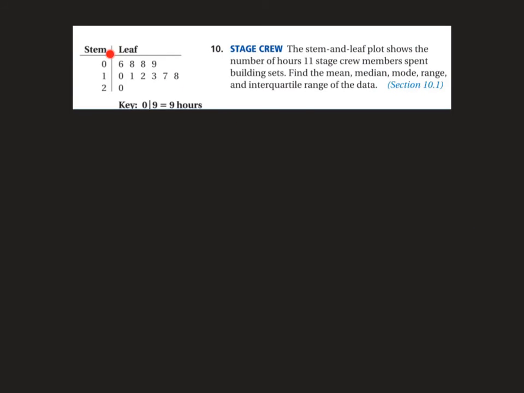Okay, so here we go. We have a stem and leaf plot here, and we are going to be looking at 11 crew members, so 1, 2, 3, 4, 5, 6, 7, 8, 9, 10, 11, and we need to find the mean, median, mode, and range, and interquartile range of all this data. All right, come on back when you think you got it.